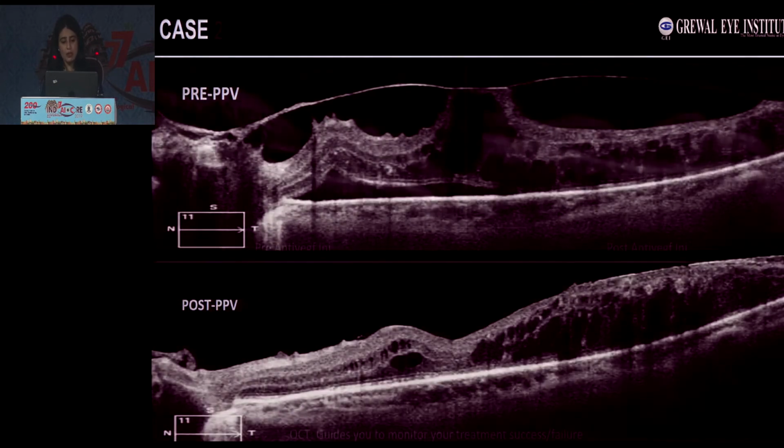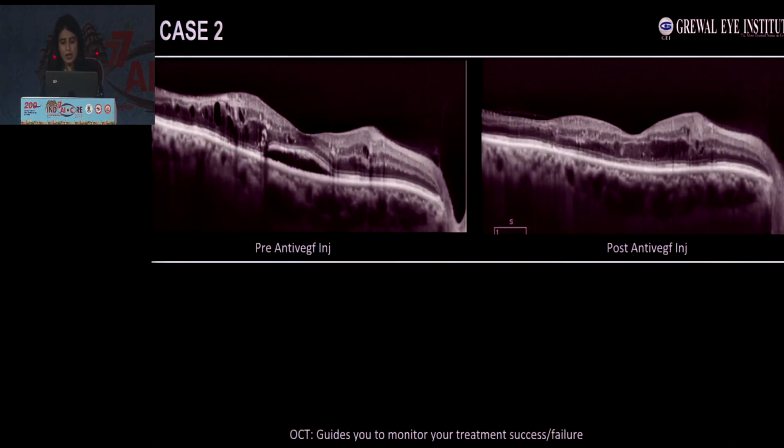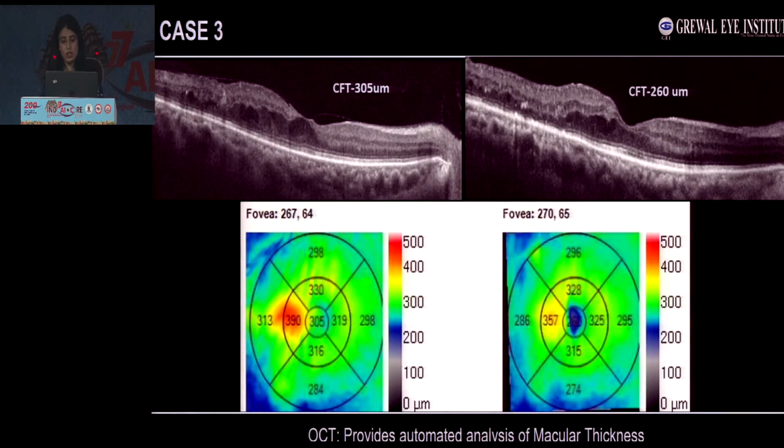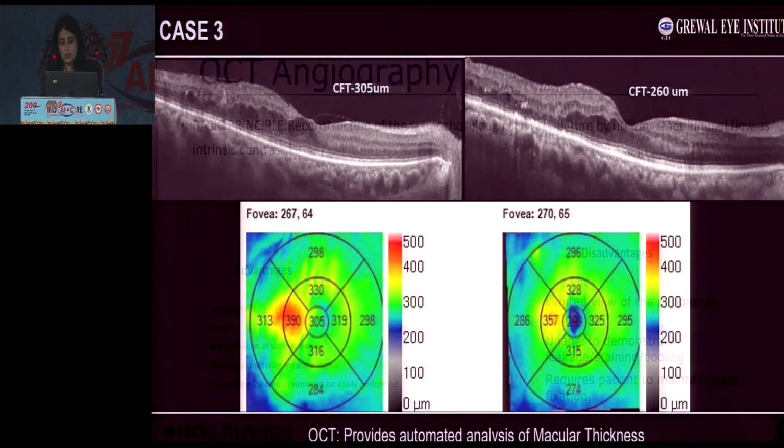This is the scan pre-vitrectomy and post-vitrectomy. Now, OCT is basically used these days to monitor your treatment response, that is, the pre and post of anti-VEGF: reduction in retinal fluid, which some people like to look at morphologically and some want to look at through the automated values.